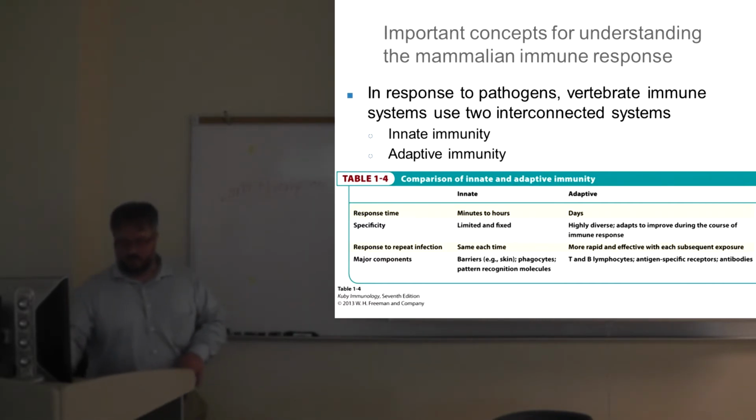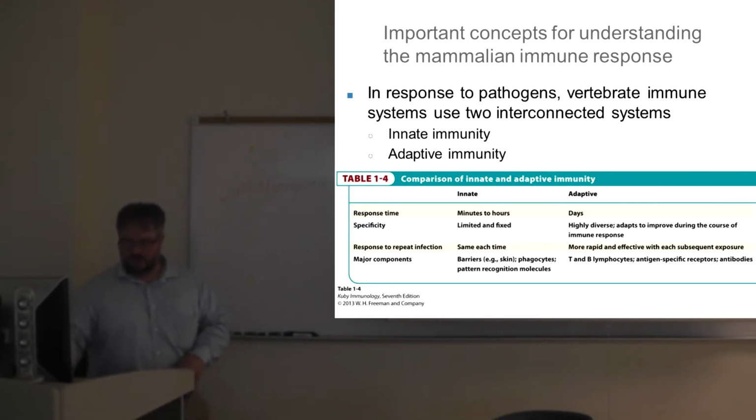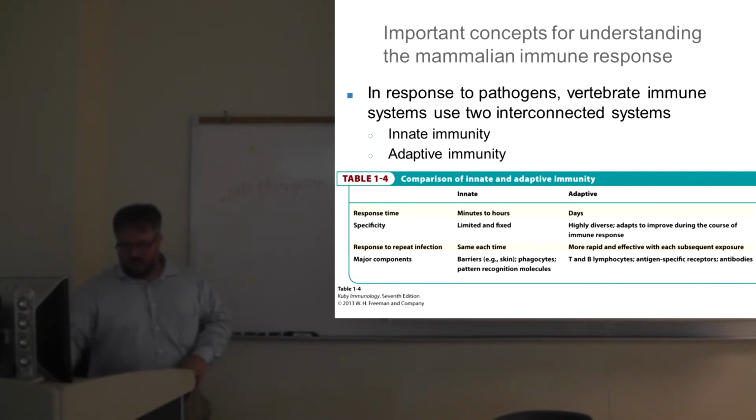These are our innate responders, and because we already have a lot of them floating around, and remember, neutrophils are the number one most abundant white blood cell, they respond in minutes to hours. If you cut yourself, neutrophils are there very rapidly. Those are usually the first responders. Specificity is limited. It's fixed. If it recognizes it, great. If it doesn't, there's nothing I can do about that. The response to repeat infection is the same each time. Our innate immune system doesn't have memory. We don't select clones that have a specific receptor. They all have what they have.